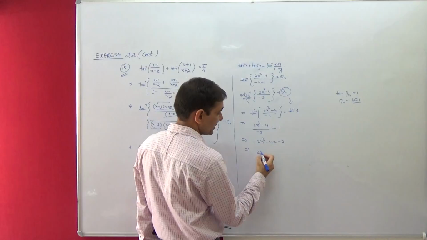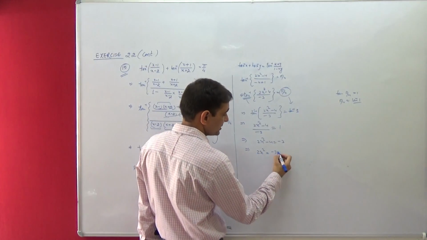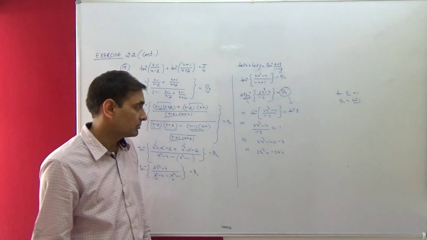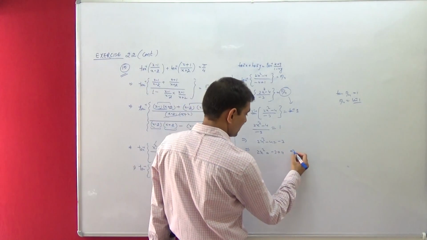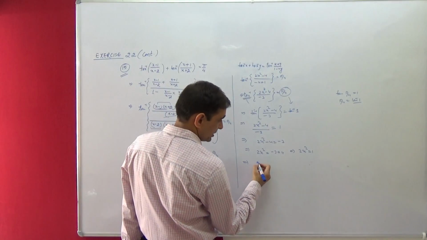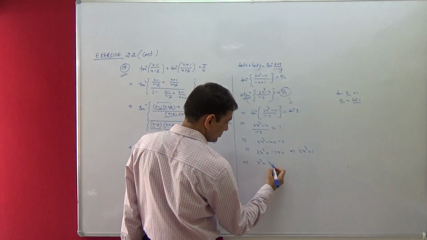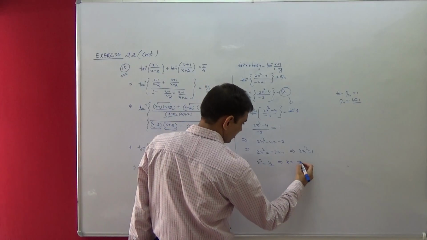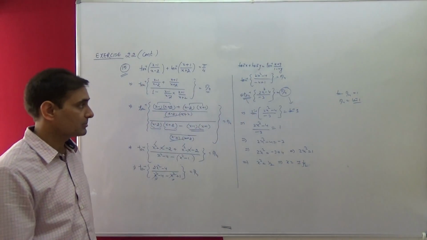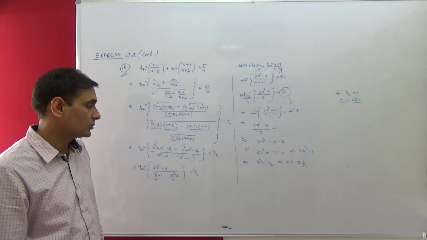This implies 2x square is equal to minus 3, and if we shift minus 4 from left to right, it will become positive. This implies 2x square is equal to 1. This means x square is equal to 1 by 2, which implies x is equal to plus minus 1 by root 2.